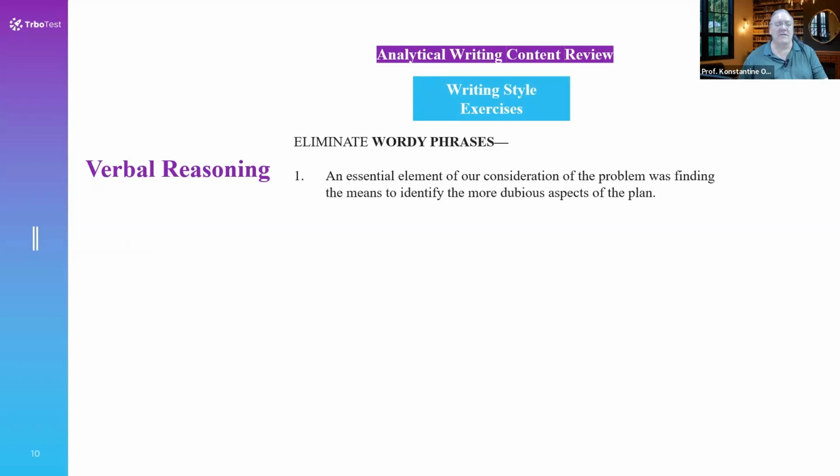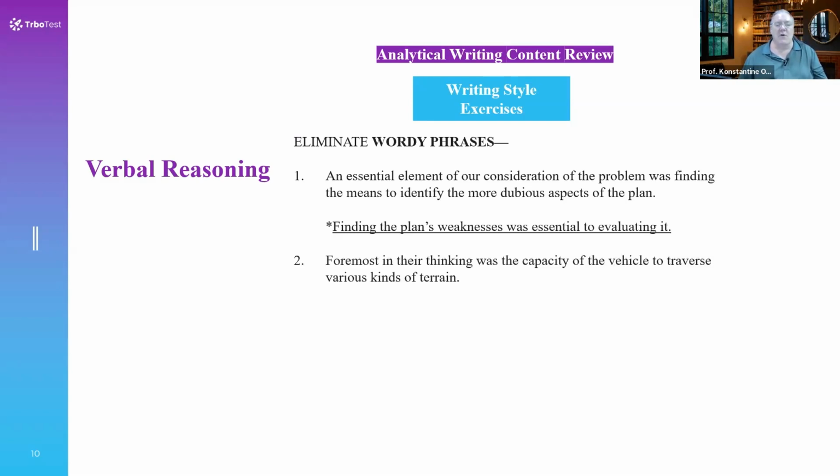For wordy phrases, number one: an essential element of our consideration of the problem was finding the means to identify the more dubious aspects of the plan. A lot of words there, a lot of confusing words, because your brain gets confused about where this is going. A better way to write this is to get rid of all those extra words and simply write: finding the plan's weakness was essential to evaluating it. We're saying the exact same thing, but this one's clean, it's concise, it's easy to understand.